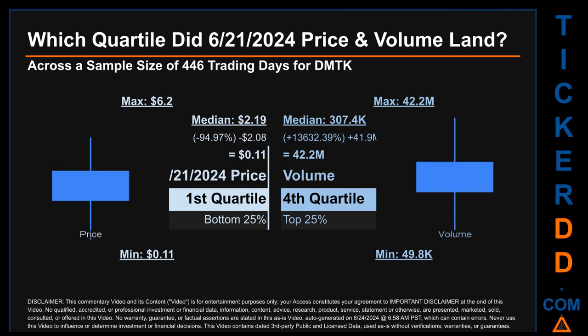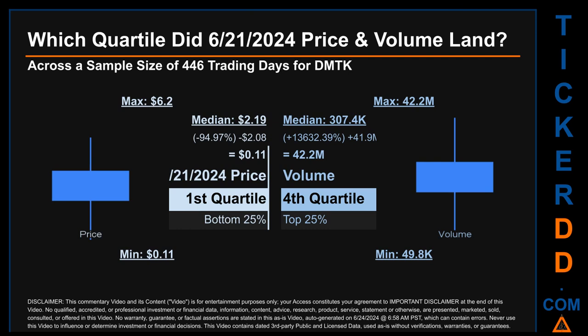Which quartile did June 21, 2024 price and volume land? Across a sample size of 446 trading days, the maximum end-of-day price for DMTK was $6.20 while the minimum was 11 cents. Within that price range, June 21, 2024 price, of 11 cents, landed within the first quartile, meaning it was within the bottom 25% of all sampled end-of-day prices.